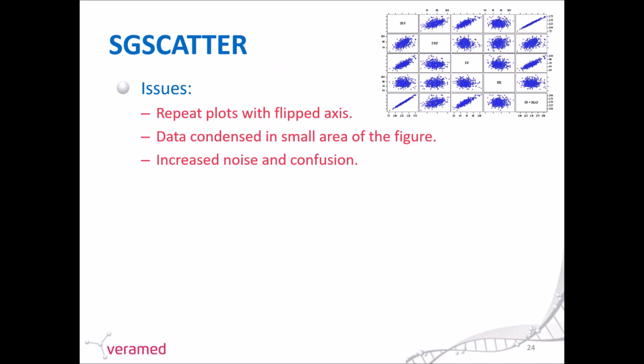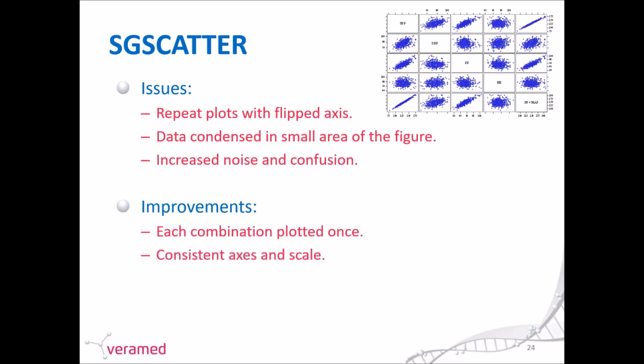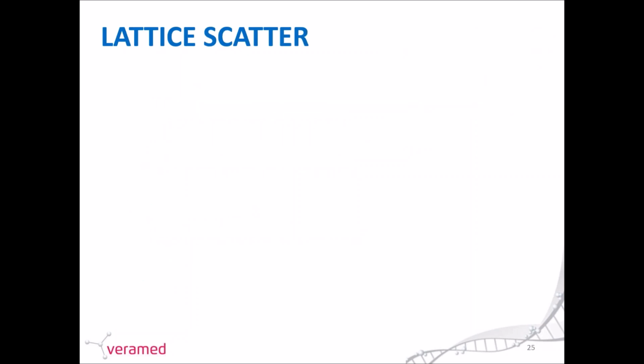And as I spoke about at the start, what we're trying to do is give a quite clear, simple overview of the data so that anything that's going on can be investigated quite easily. So how do we improve that? Plot each combination just once, have a consistent axis, and increase that area of the plot that you've used.